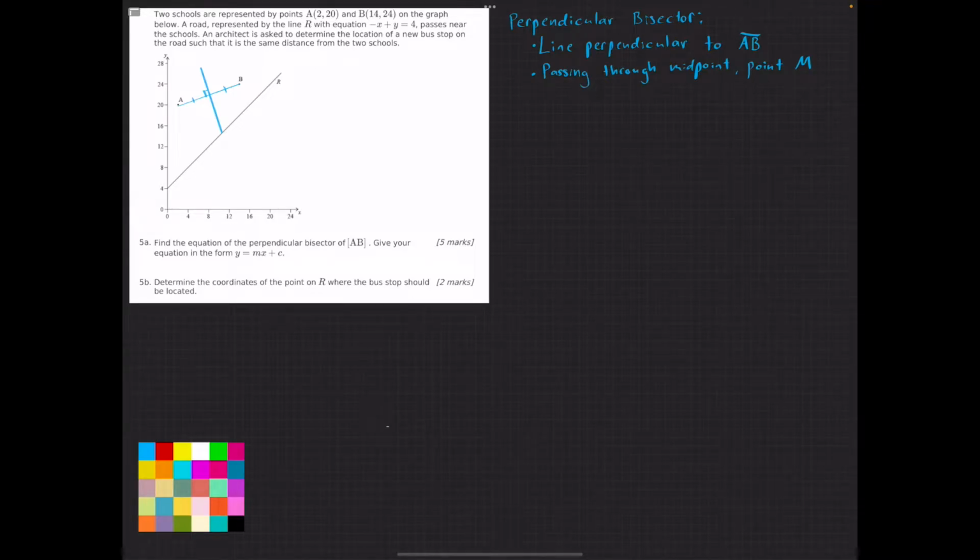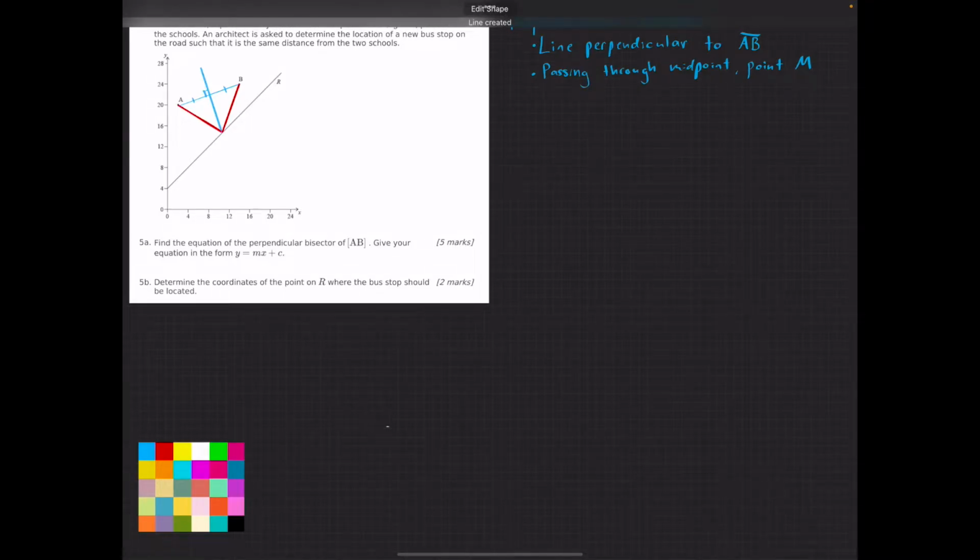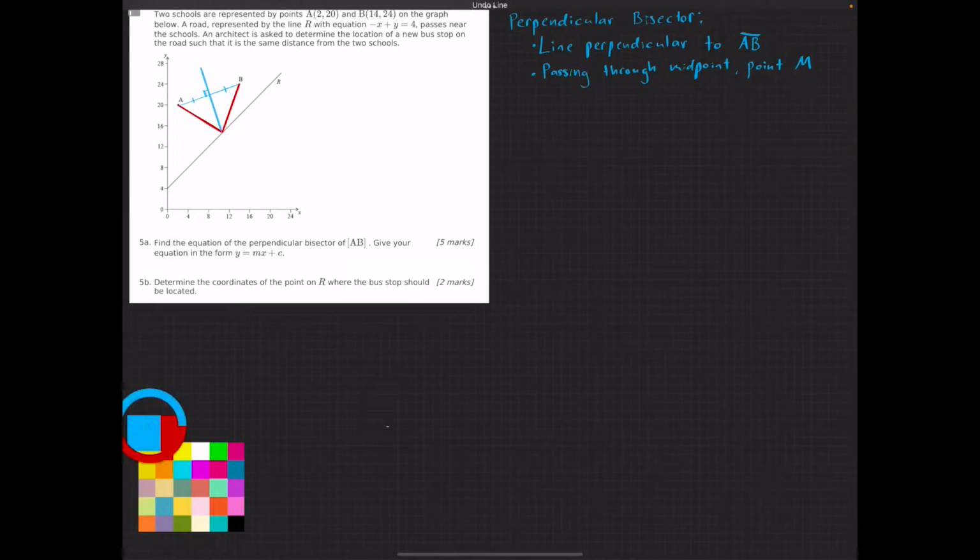What does that do for us? Well, constructing some kind of isosceles triangle, as long as we follow this center line right here, the distance between A and some point will equal the distance between B and that point. That is to say that these two lengths will be equal. That's what the perpendicular bisector does for us.